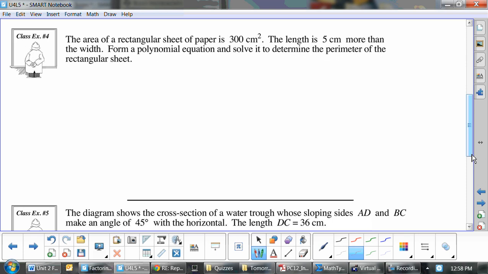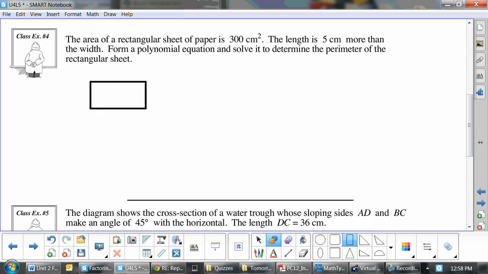Okay, now let's do a couple of questions that would deal with this same kind of concept, and you can figure out some geometry problems with it. Okay, so this is a rectangular sheet of paper. So if you're a highly visual person like I am, I'm going to draw a rectangle. You just use your smart board right here. Oh yeah, that's right. That's what happens.